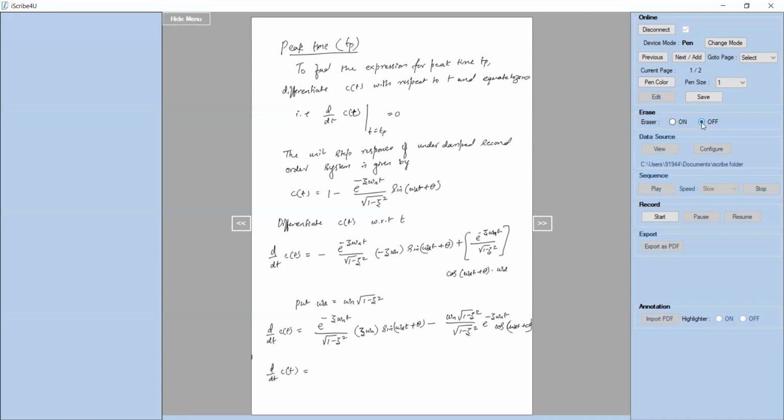I repeat, what I'll be getting? I'll be taking here omega n e power minus zeta omega n t as common. I'll take it out, divided by square root of 1 minus zeta square. So what are the terms left out now? Zeta sine omega dt plus theta minus square root of 1 minus zeta square cos omega dt plus theta. So this is what I'll be getting.